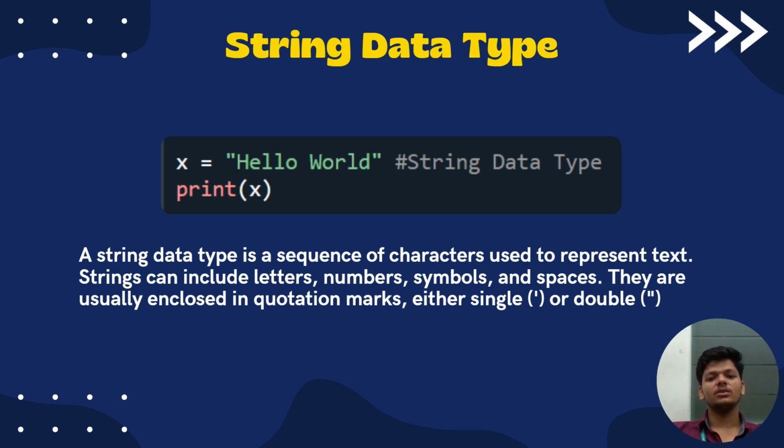For example, x is equal to "hello world", and we can also store x is equal to "123". Any numbers, any symbols in double quotation marks is called a string.